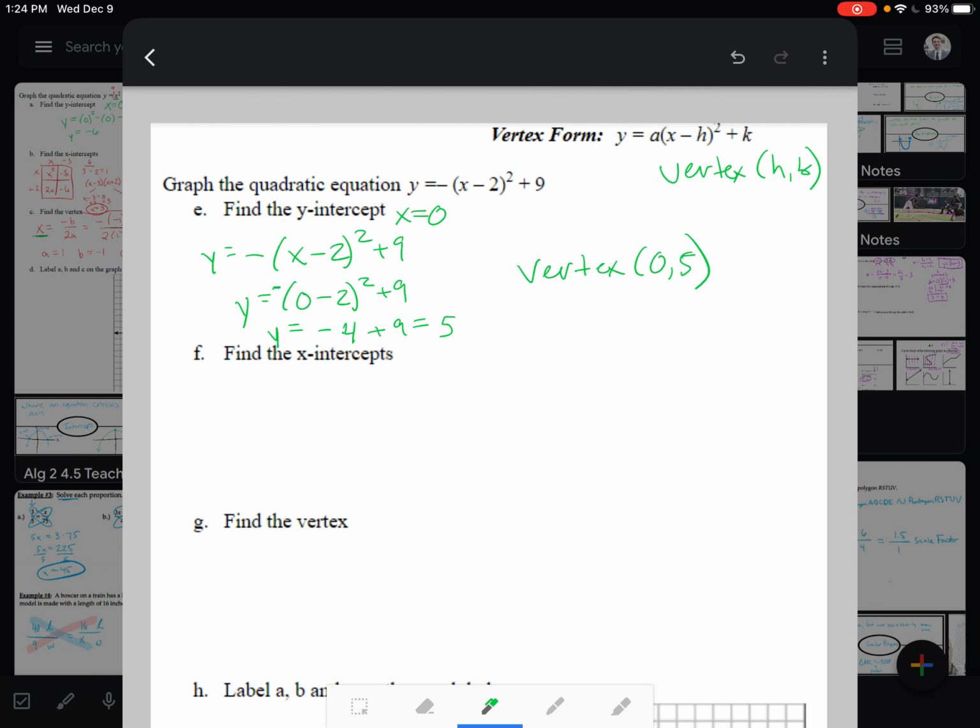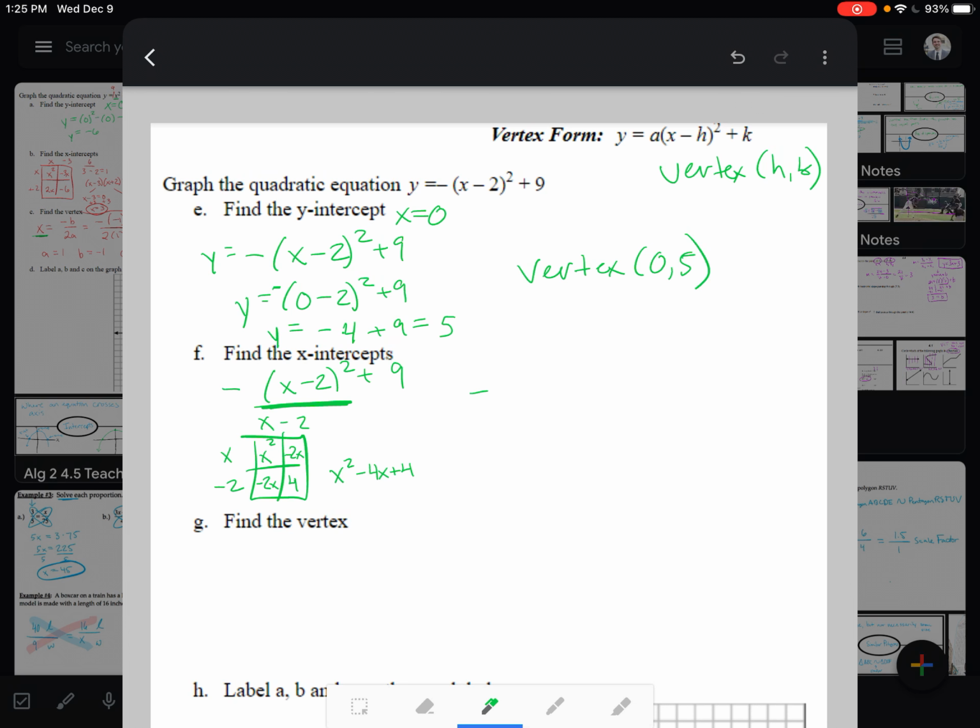Next, the x-intercepts. This is a little bit more challenging here. So it's minus x minus 2 squared plus 9. Well, we have to do PEMDAS here, so x minus 2 squared. Again, don't want to rush here because we would be wasting a whole lot of time if we got this wrong. So we have a final answer here of x squared minus 4x plus 4.